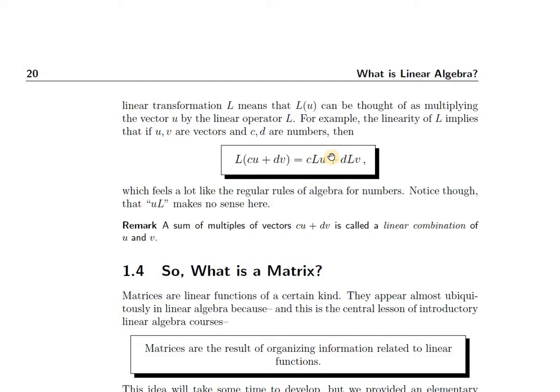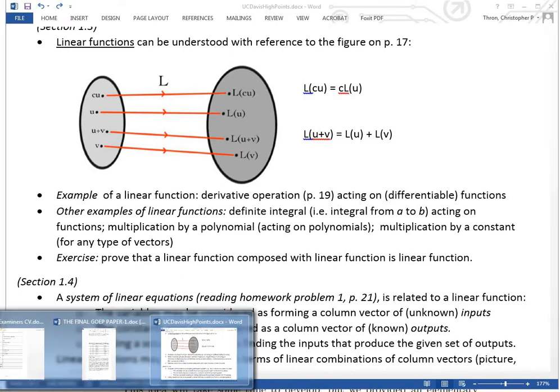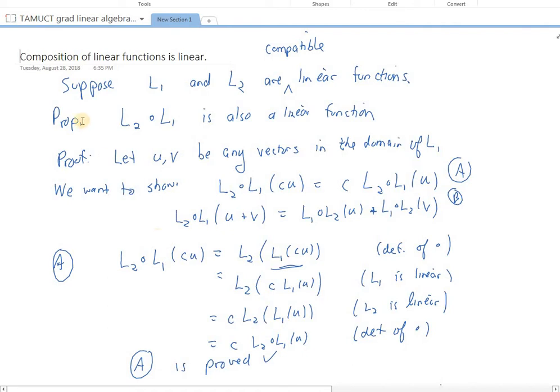All right. Now, a good exercise that you can think about is this one here. Prove that a linear function composed with a linear function is a linear function. And I can give you some hints with the proof. Let's see, where is it? It's here. All right, so composition of linear functions is linear. So here I'm saying suppose L1 and L2 are compatible linear functions.